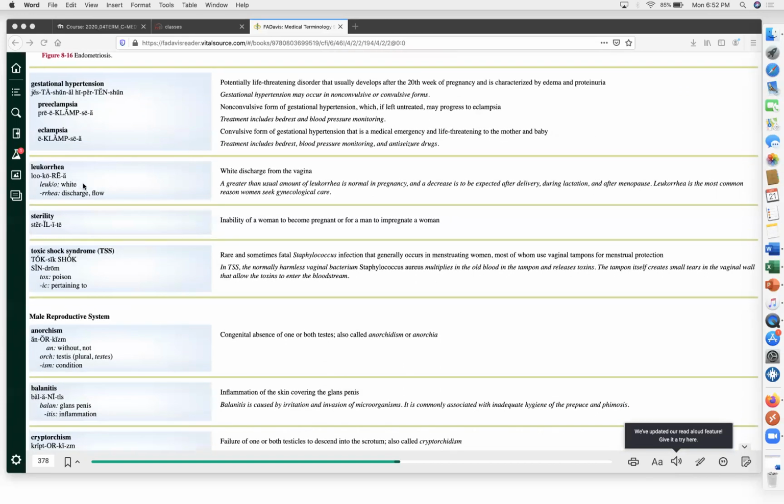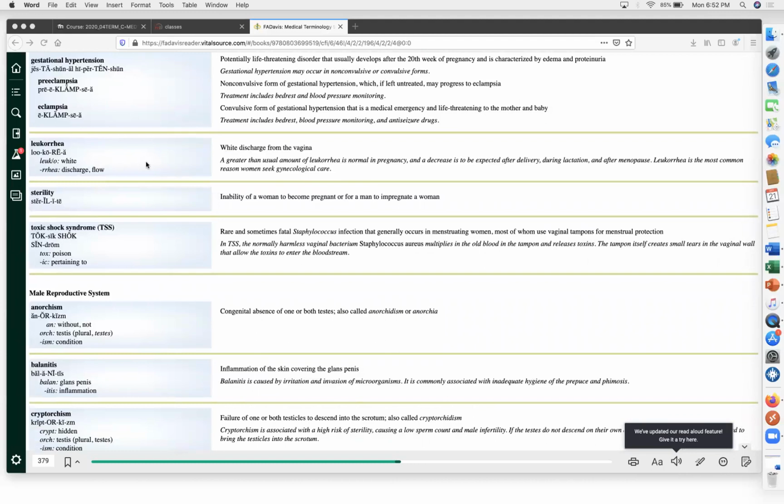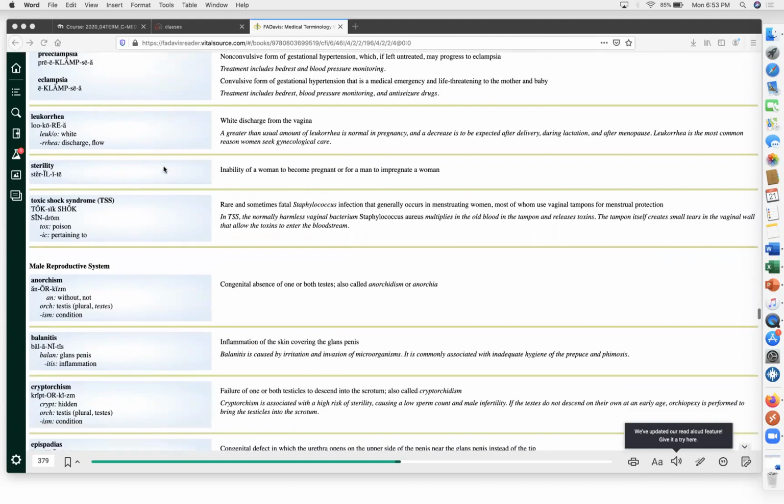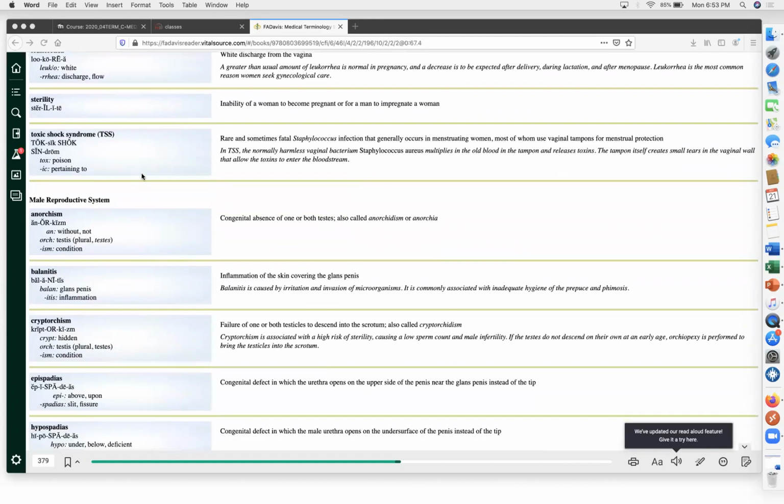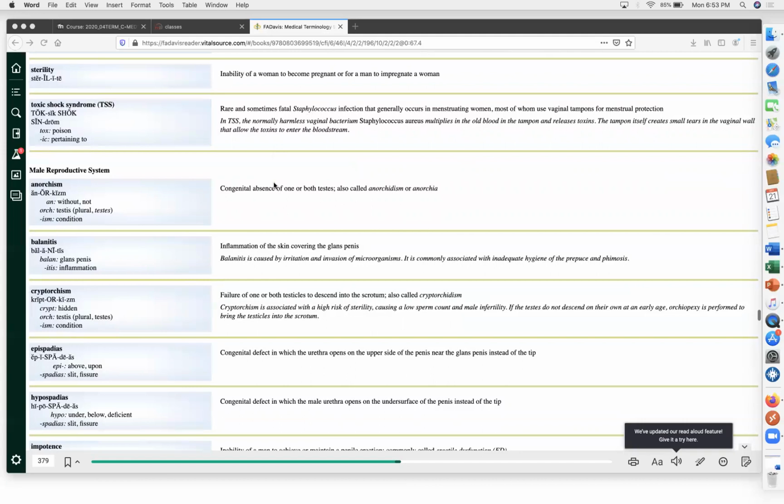Leukorrhea is common discharge from the vaginal canal, and it's normal in pregnancy. But we swab it and do a culture on it just to make sure that it's not something else. Sterility, that's easy. Toxic shock syndrome, I talked about that earlier. It's typically if you leave tampons or some foreign body inside the vaginal canal, or I've even seen things pushed all the way up to the uterus, and you have a really, really bad sepsis, and it's Staphylococcus. It's a really, really bad staph infection.